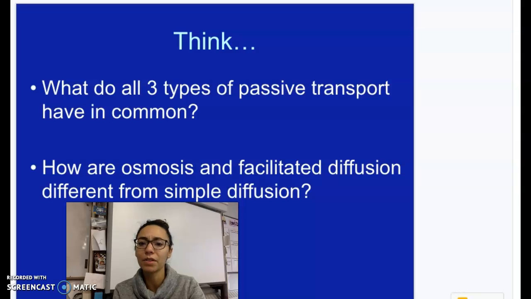So let's stop and think for a second. What do all three types of passive transport have in common? And how are osmosis and facilitated diffusion different from simple diffusion?